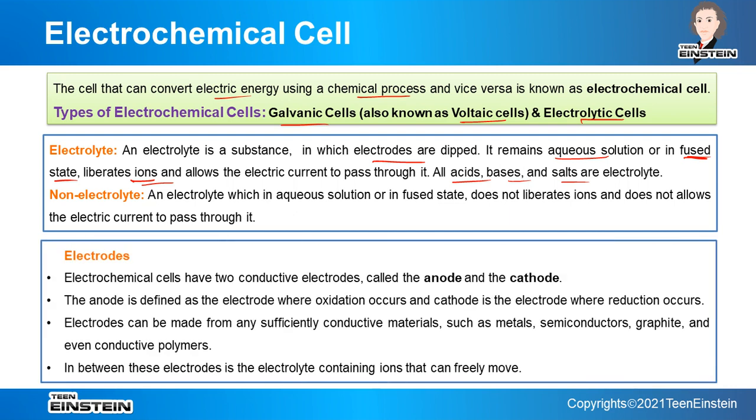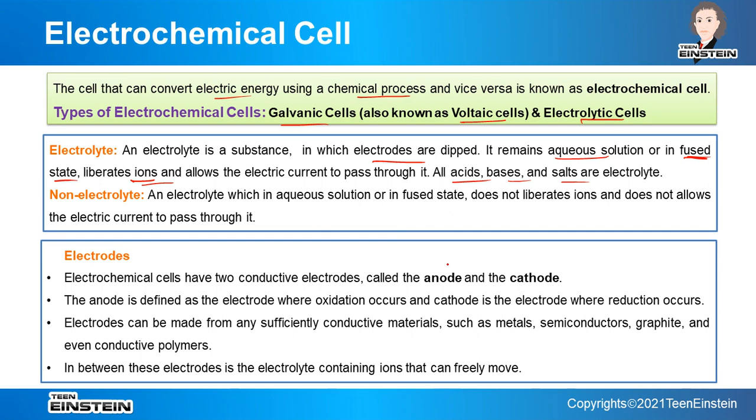Electrodes are mainly a rod or strip made of metal, but it is not necessary that the metal always takes part in the reaction. It may take part, it may not. All this will be clear in later discussion, when we see the different types of electrodes. But right now we have to understand that electrodes are dipped in electrolyte, and there are two types of electrode, conductive electrodes: one is anode, another one is cathode.